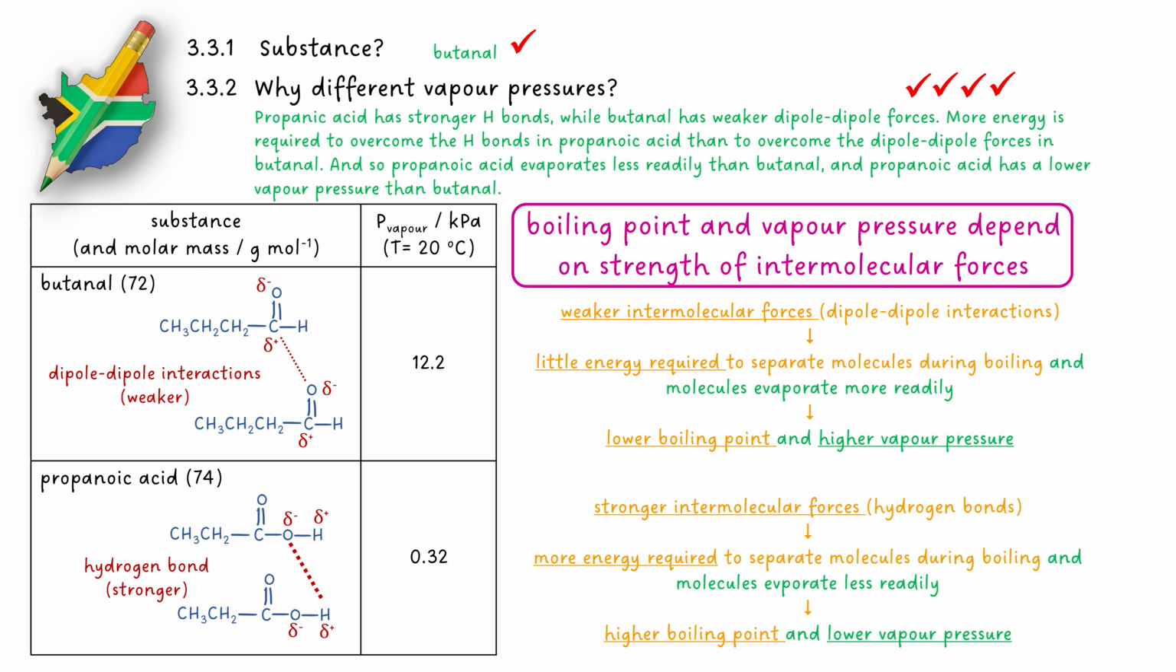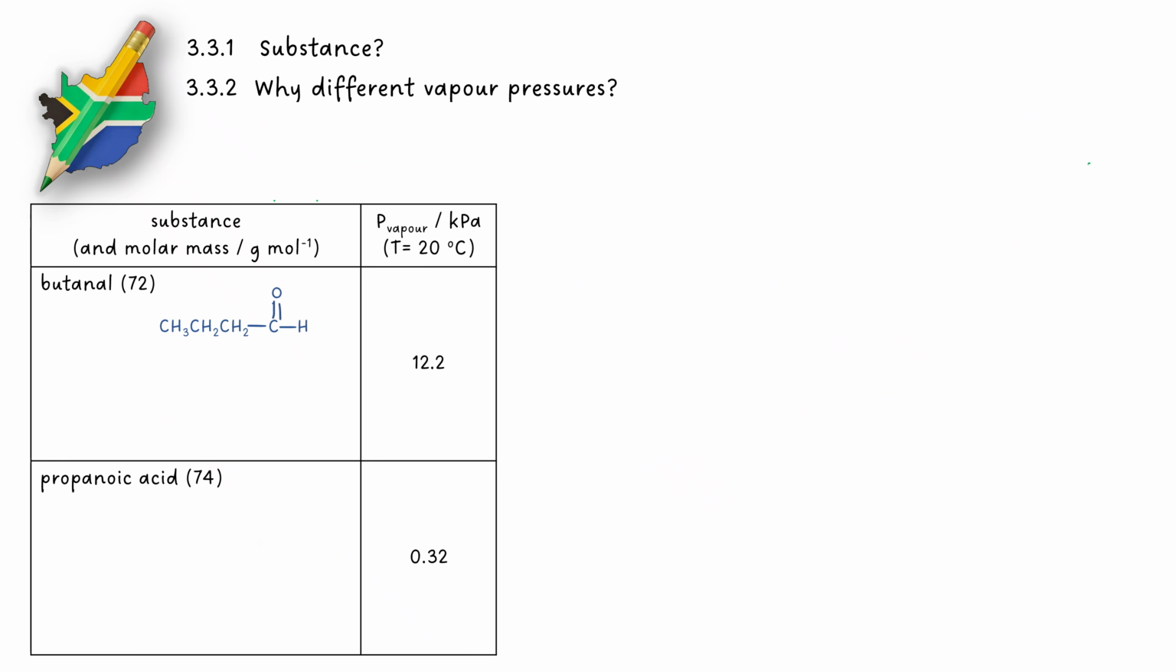Here we have to figure out if butanol or propanoic acid have the lower boiling point and explain why their vapor pressures differ. This is the structure of butanol, which is an aldehyde. And this is the structure of propanoic acid, a carboxylic acid.